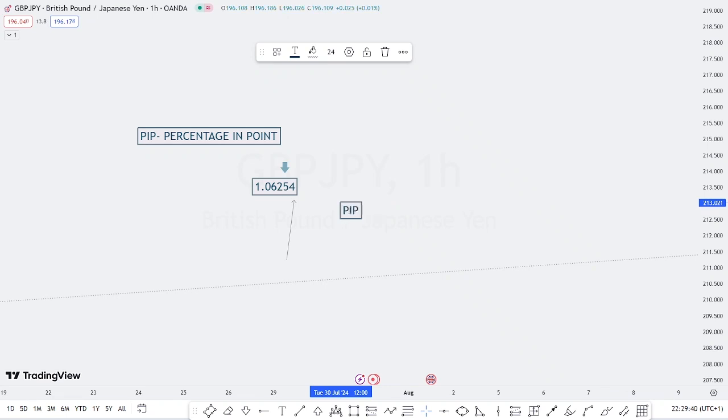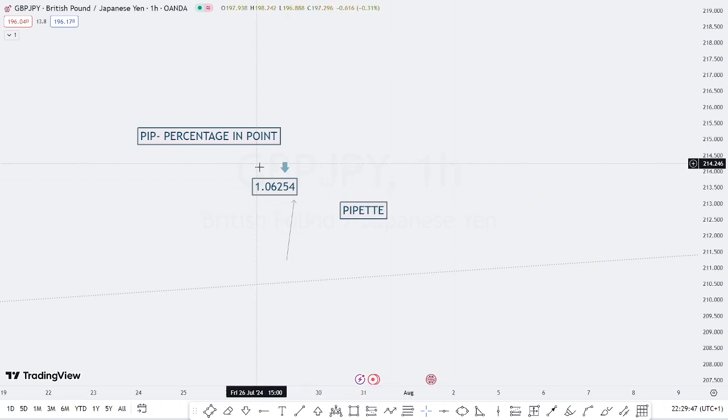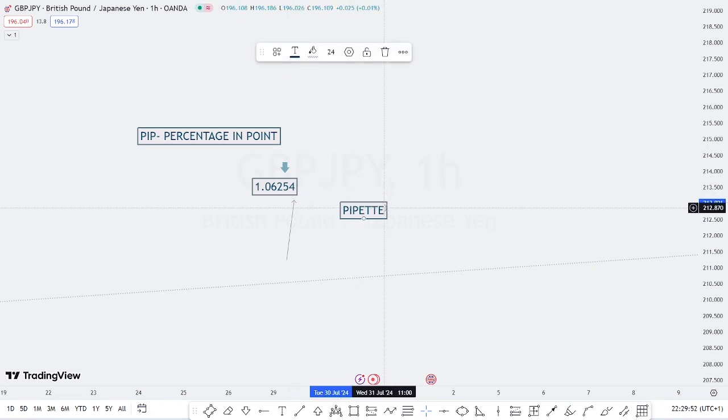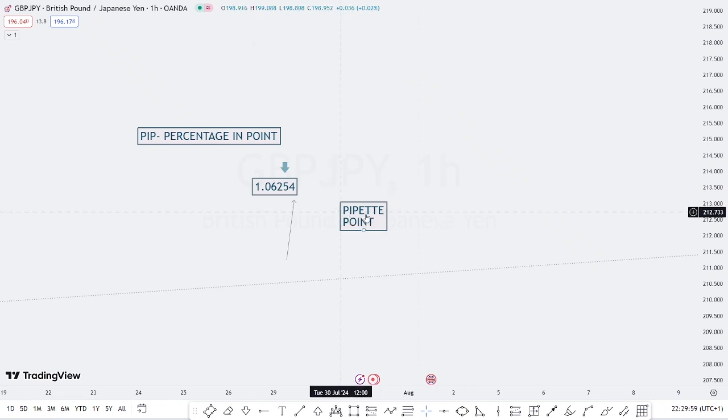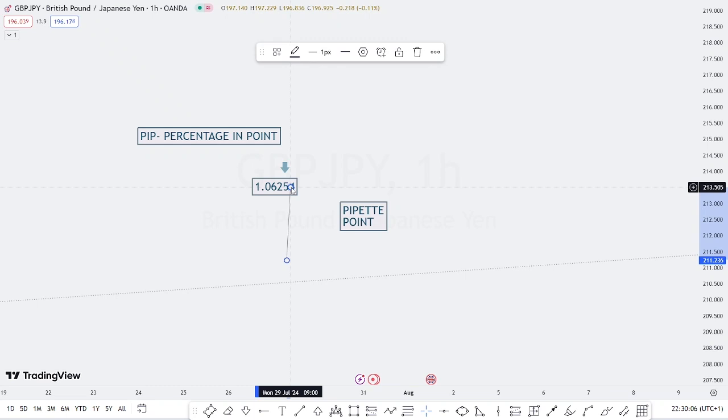So the fifth one is known as the pipette. Something spelled like this, I think so. Yes, this is the fifth one, pipette. Or you can also call it point. It's either called pipette or point. That is that fifth one, this one you're seeing here. Understand? But the one that gives us money is from the fourth one.